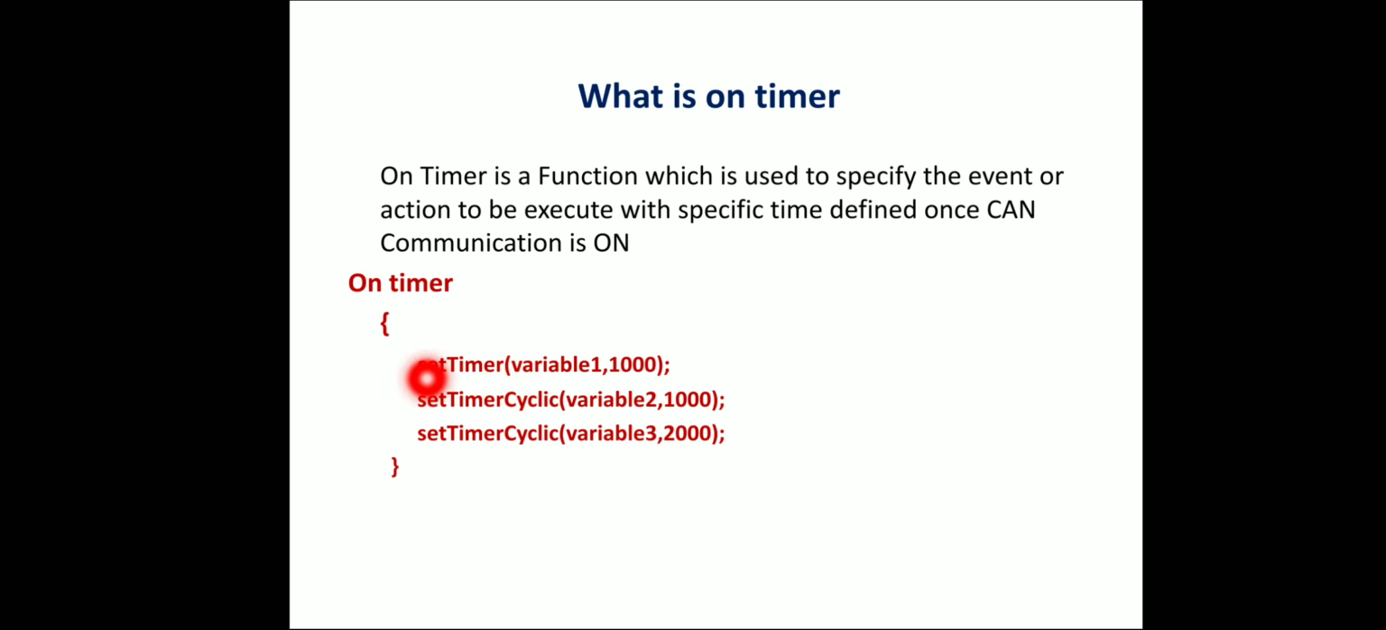Here we again have set timer and set timer cyclic. If your interviewer asks you to send a particular signal one time, or send it multiple times with a periodicity of 2000 milliseconds, then you can use set timer for only once, and set timer cyclic is for repeating. If you want the variable to transmit in a repeated way, then you go for set timer cyclic.